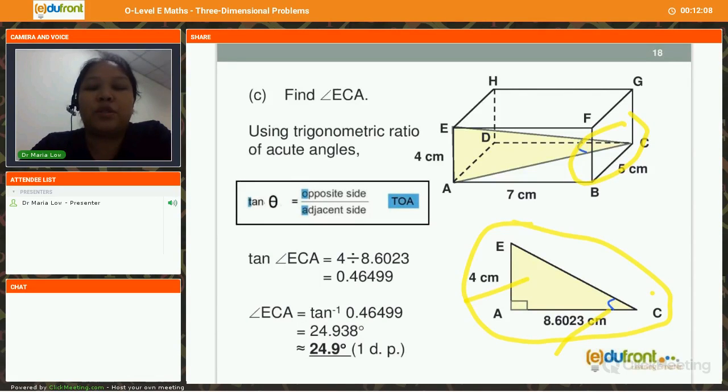So what we do is, if we need to find the angle ECA, we just need to make use of TOA, which means we need to have opposite over the adjacent, and then when we do an arctangent, we'll be able to find the angle of 24.9 degrees. Okay, so this is how we actually find the required angle in a right angle triangle.